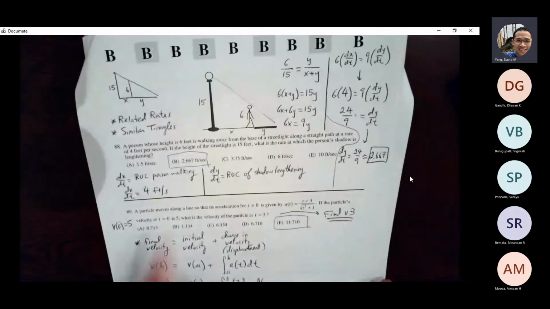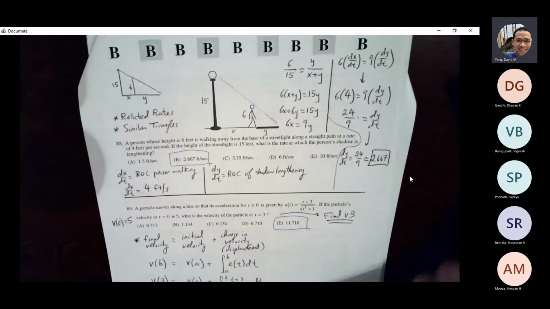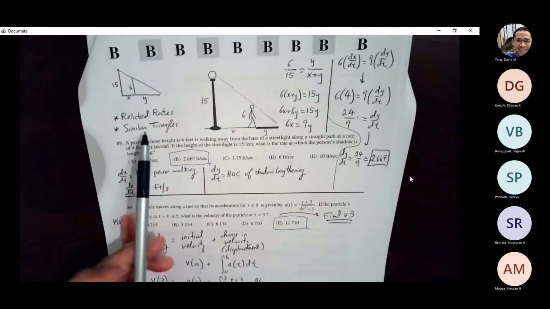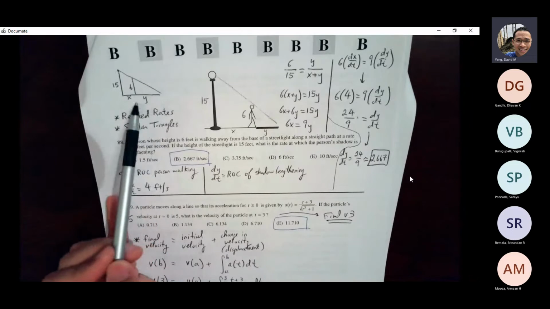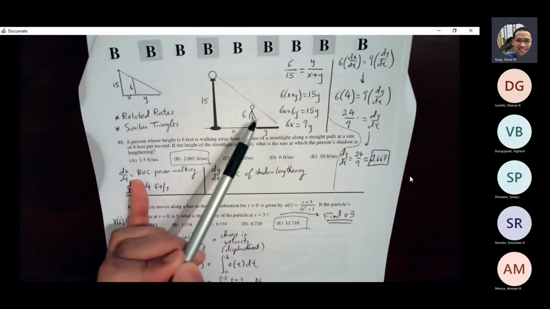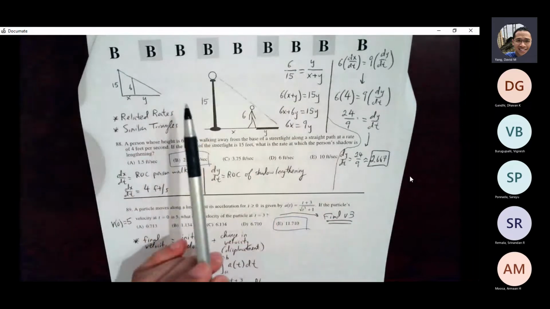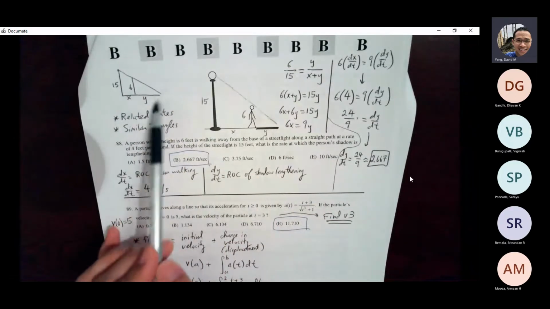All right, 88. This is a similar triangle rates problem. Very specific. We've gone through it a couple of times in class. So this is one where a person's either walking towards or away from the lamppost, and that's going to create this triangle within a triangle relationship.